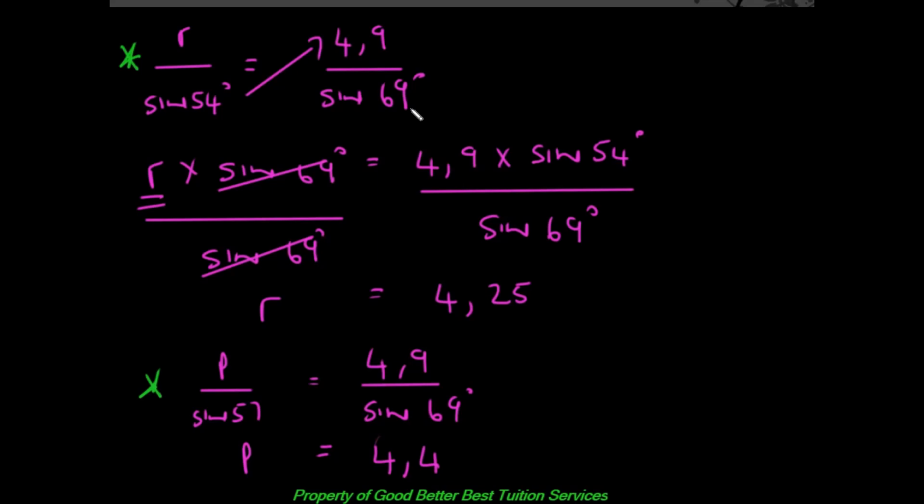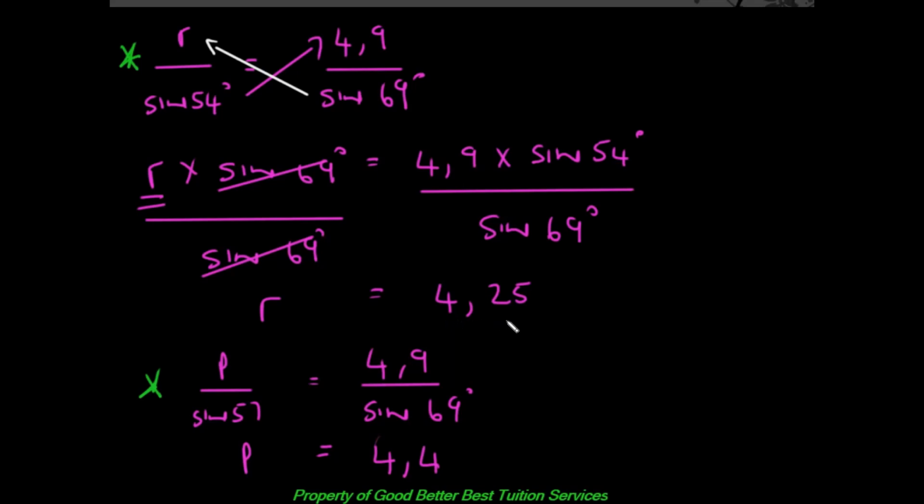According to the laws of equations, we can cross multiply. So sine 54 times 4,9 and then sine 69 times r. This gives me r times sine 69 is equal to 4,9 times sine 54. However, we want to isolate the r. We want the r alone. So we divide by sine 69 on both sides, and this gives me r is equal to 4,25.